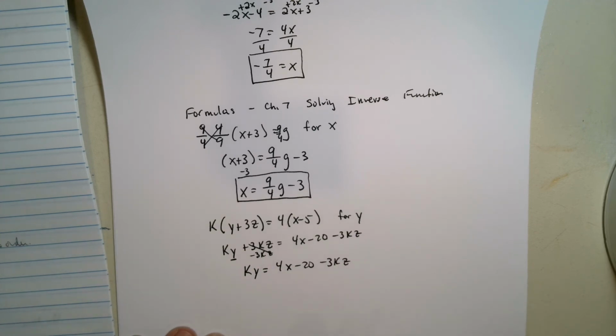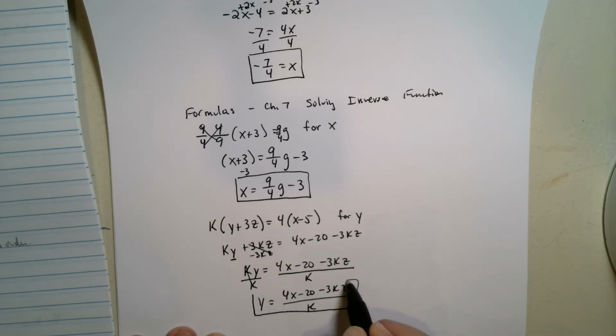None of those are like terms, so I cannot combine them. I want the y completely by itself, so I need to divide everybody by k. And we're just going to leave our answer. We're not going to try and reduce. And we learned in chapter 9 that you can't cancel the k's unless you could factor it out completely, and we can't factor it out completely. And so this bothers us, but this is our answer. It's getting the y by itself.